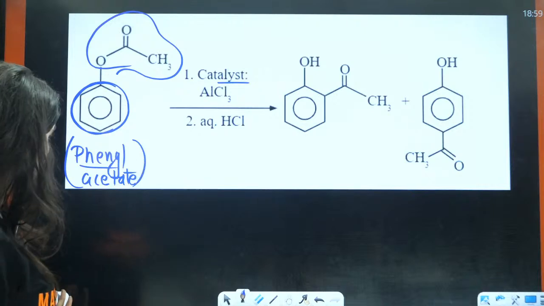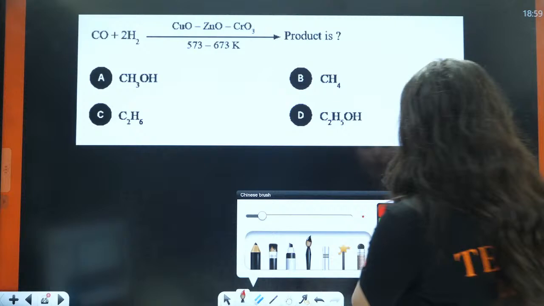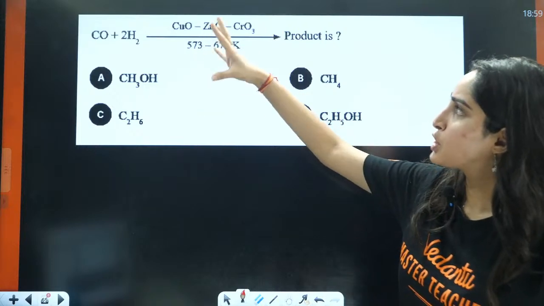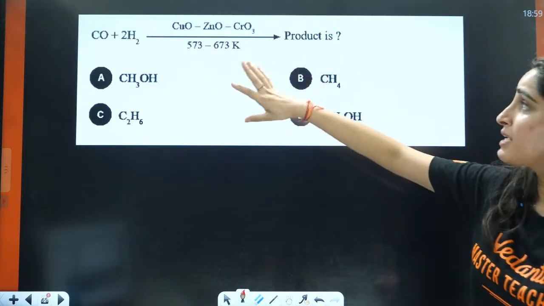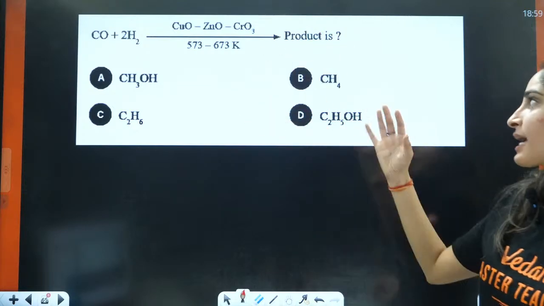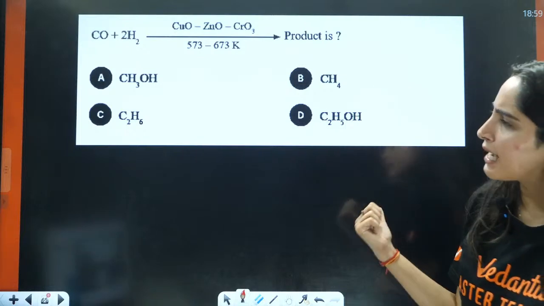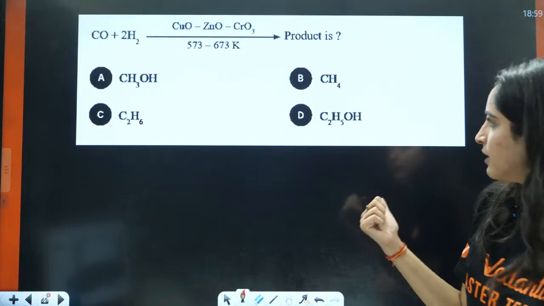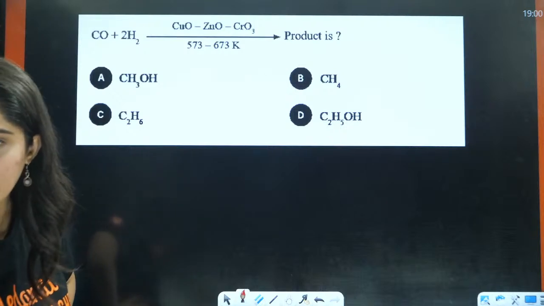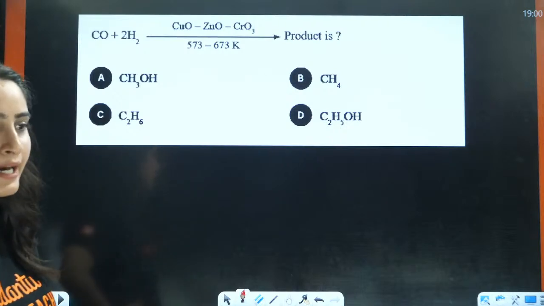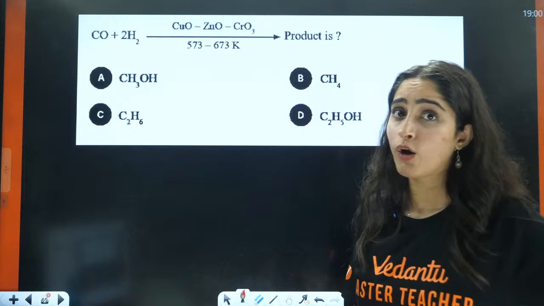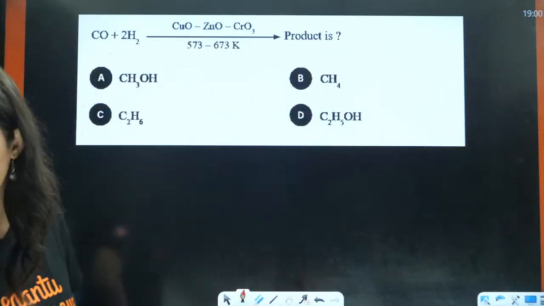Okay. Next is, again, a different reaction, right? So here carbon monoxide with H2 in the presence of CuO or ZnO or CrO3, at very high temperature, what is it going to give you? First is methanol, second is methane, third is ethane, fourth is ethanol, right? What is it going to give you? Anybody in the chat box? I'll give you one hint. It is one of the alcohols, methanol or ethanol. Methanol or ethanol. Yes, everybody, methanol or ethanol.